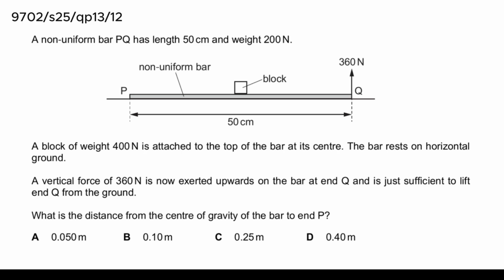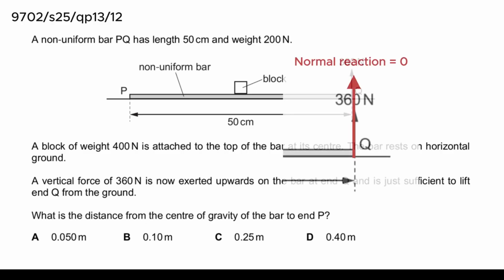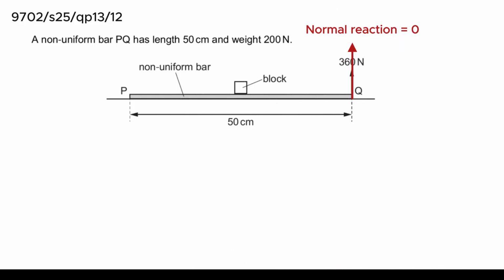As the force at Q is just sufficient to lift Q, the normal reaction at Q is now 0. The entire system is on the verge of rotating about point P, so point P becomes the pivot. All torques must balance about P for equilibrium right before lifting. We determine all the forces in the system and define their direction of moment. The weight of the bar is 200 Newton downward at its center of gravity. We label it as G with a distance d from P, and this is what we're finding.